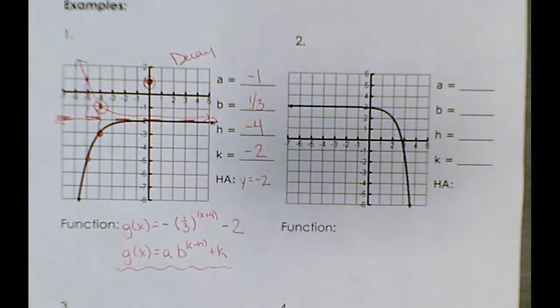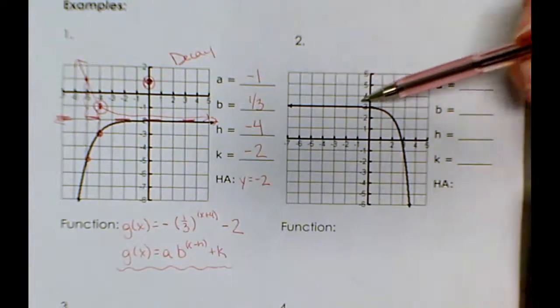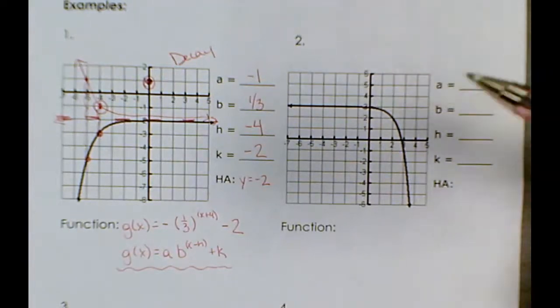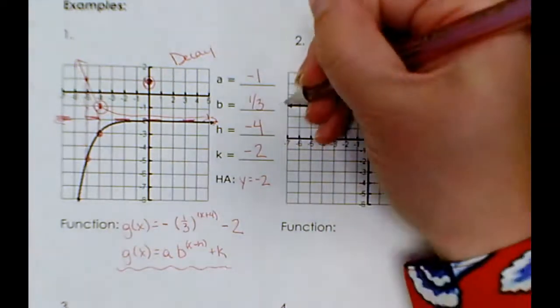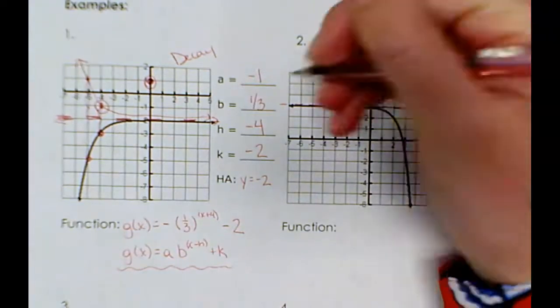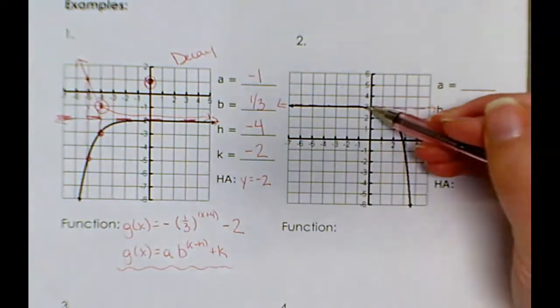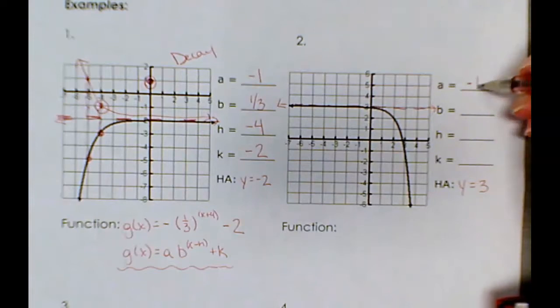Number 2, usually we have decay functions that come down and flatten out. We have growth functions that are flat and then they go up. This is neither, so that means that there must be some kind of reflection that happened. And here's the horizontal asymptote. That goes through a y value of 3. If there's a reflection, the a value is -1.